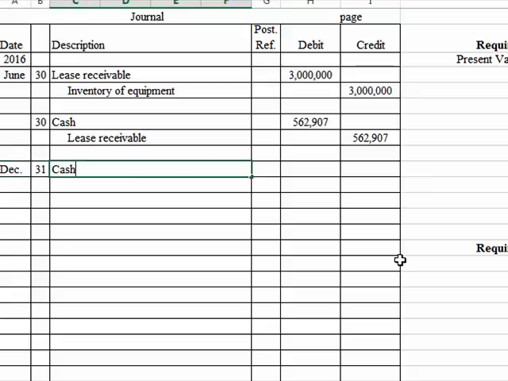They're going to again debit cash for $562,907.